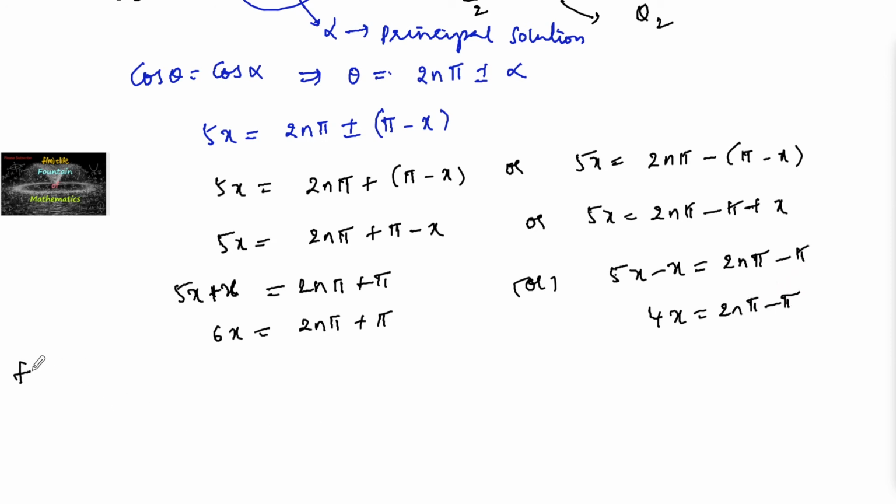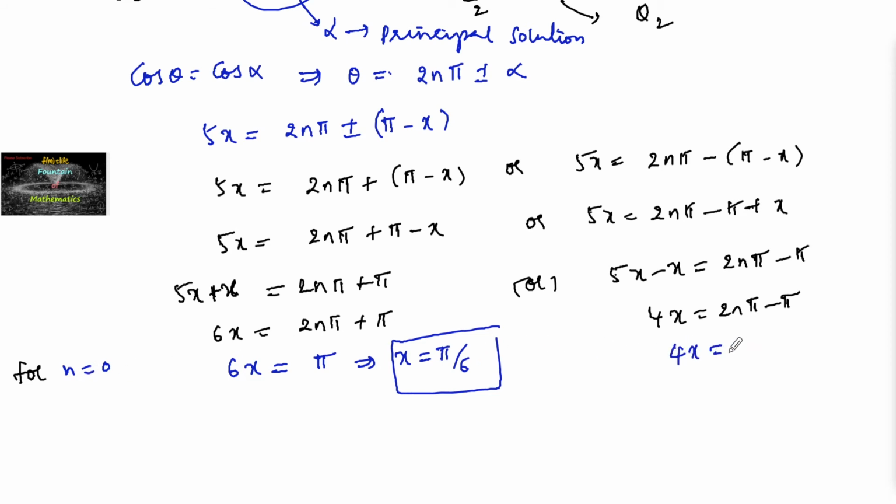Now for n is equal to 0, we have 6x is equal to 2 into 0 into pi, that is 0, plus pi, that is pi. Which implies x is equal to pi by 6. Pi by 6 belongs to 0 to pi by 2. And again the same for n is equal to 0 here, 4x is equal to minus pi. So x is equal to minus pi by 4, which does not belong to 0 to pi by 2. So we'll not include this.